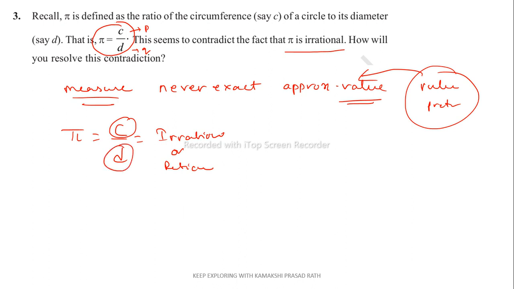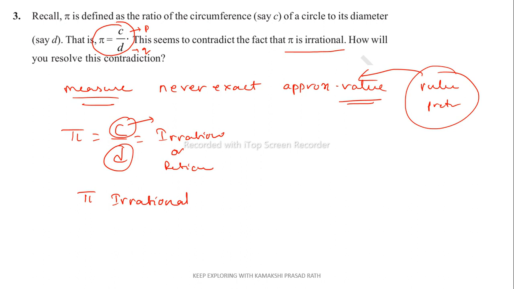So hence, we are not confirmed that it is surely a rational, because there is never an exact value. So surely c is irrational or d is irrational, because there is no exact measurement. Hence pi is always taken as an irrational number. Pi is always an irrational number.